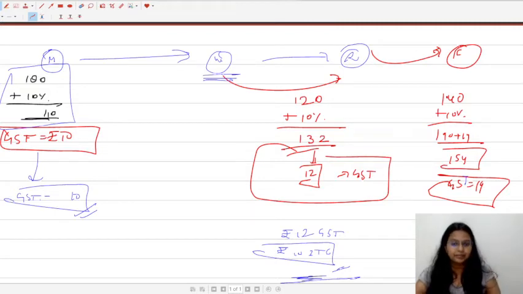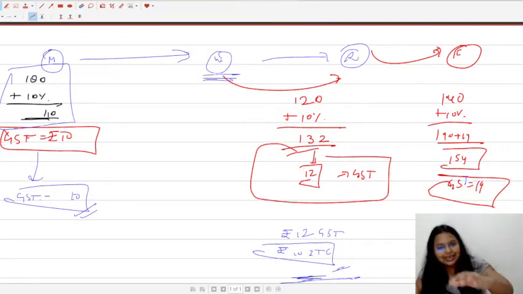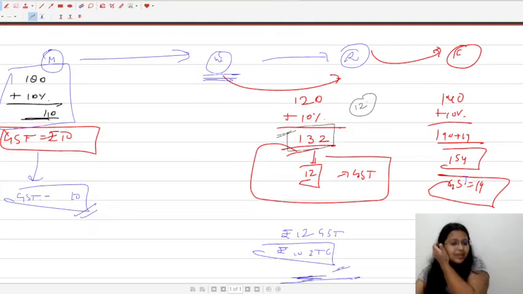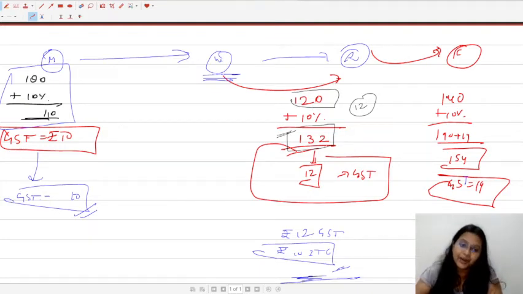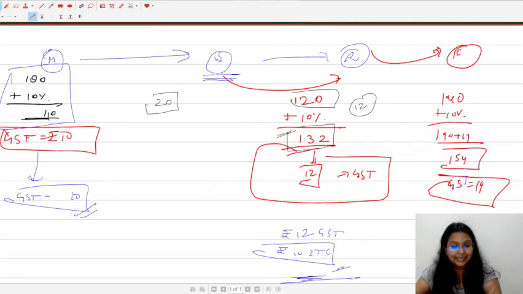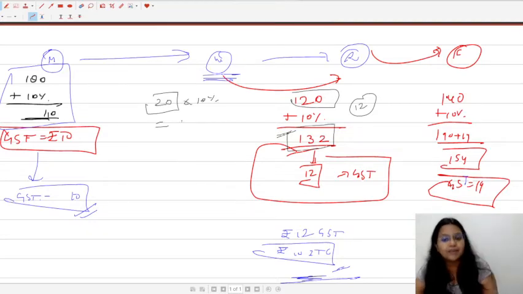Let's understand it. Students, what actually happened is that in this particular case, he has taken the credit of ITC. Now this person has charged rupees 12 as GST. Now why, ma'am, did he charge only rupees 12 as GST? Because he has a price of rupees 120. It means this person has increased the price by rupees 20. So ultimately 20 multiplied by 10% as GST, he has paid to the government only rupees 2.